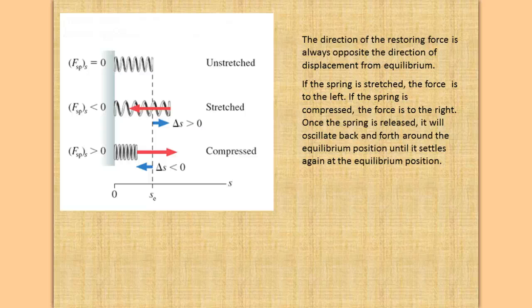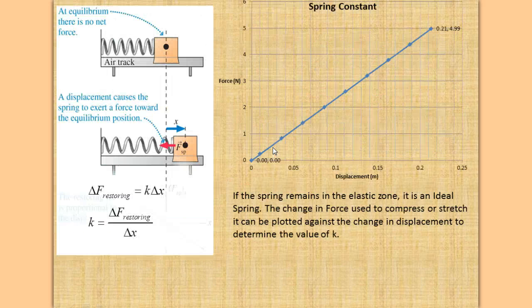Once the spring is released, it will oscillate back and forth around this equilibrium point until it settles again at the equilibrium point. Let's continue. This is how we determine the spring constant. Let's say we have a weight or mass attached to a spring, and it's just sitting there at the original length of the spring. A displacement causes the spring to exert a force towards the equilibrium point.